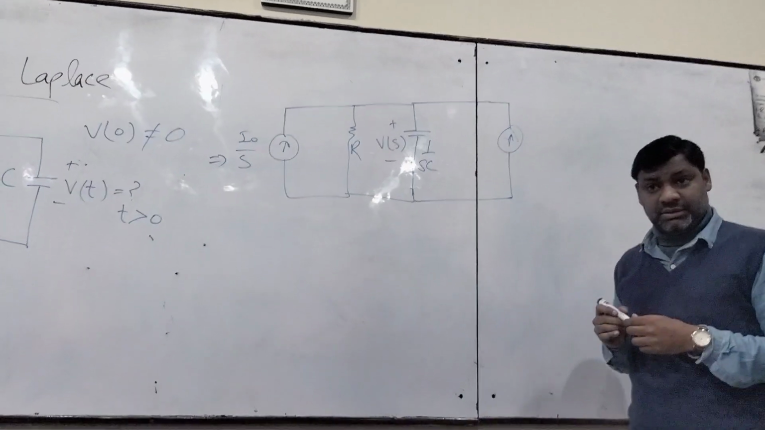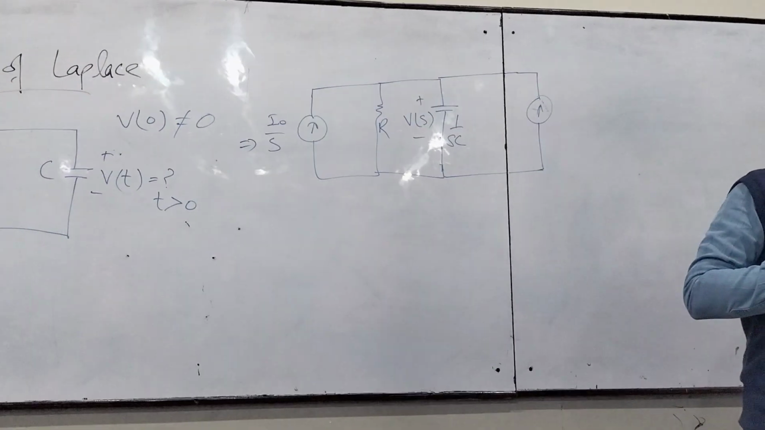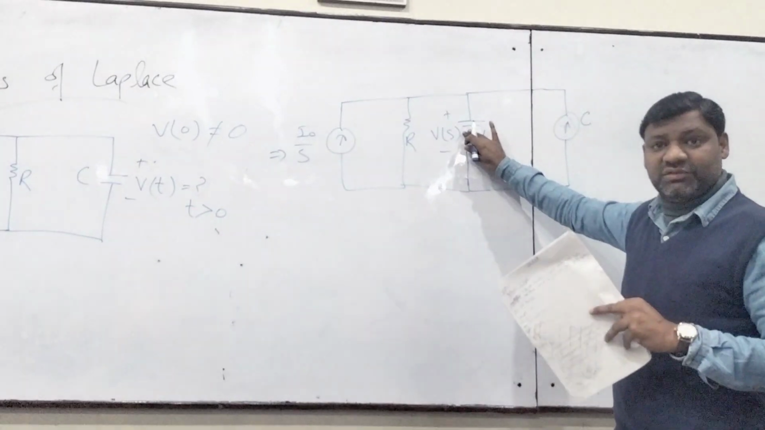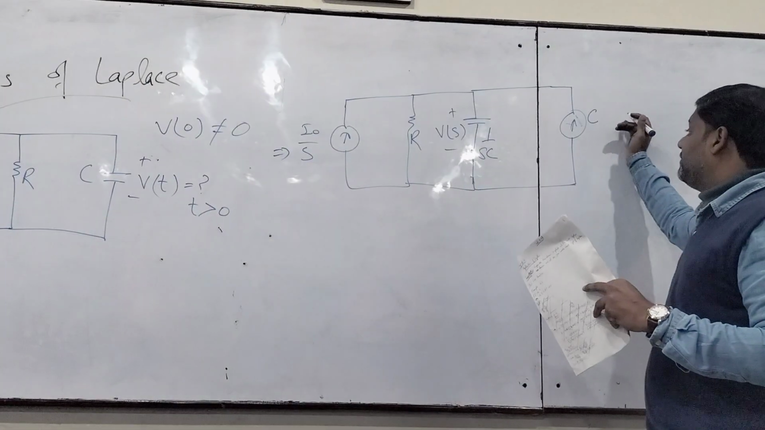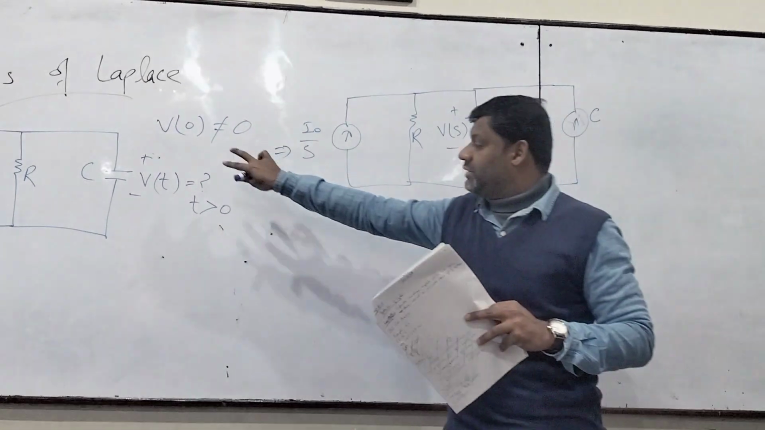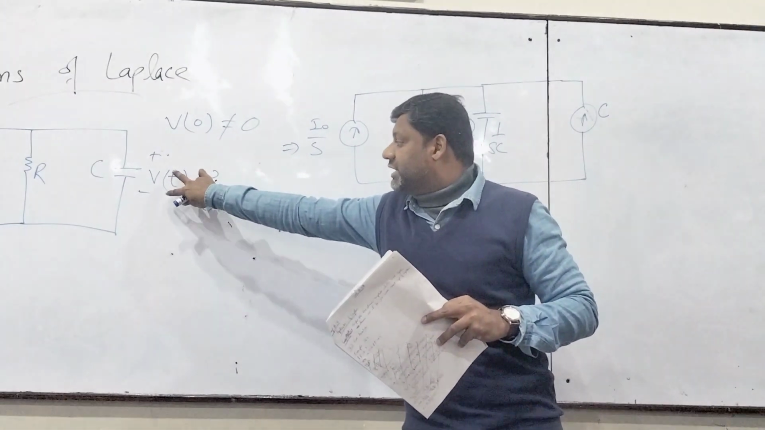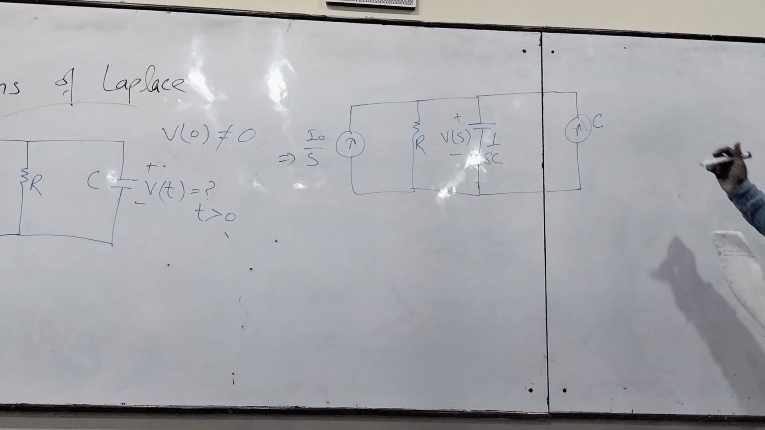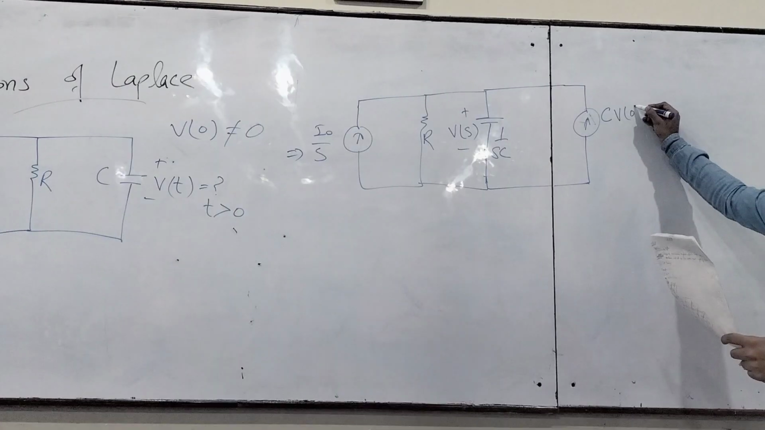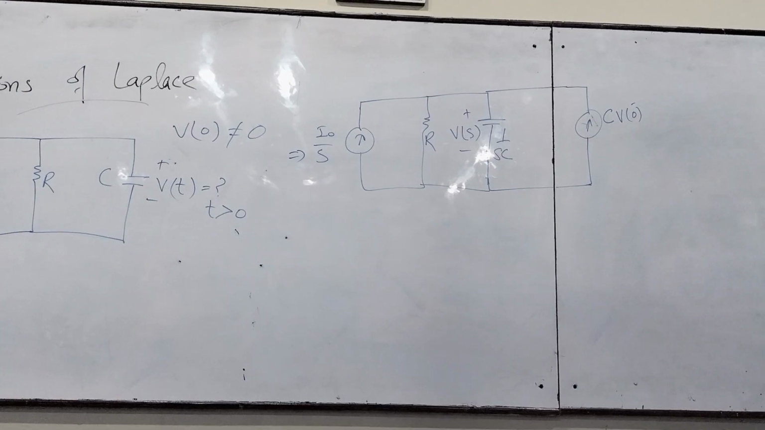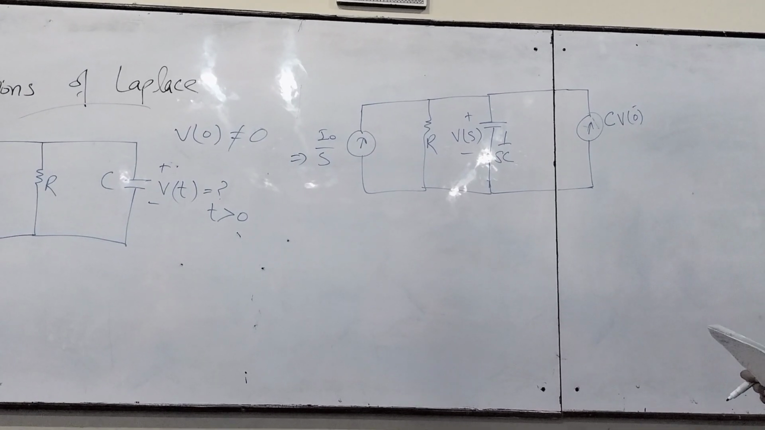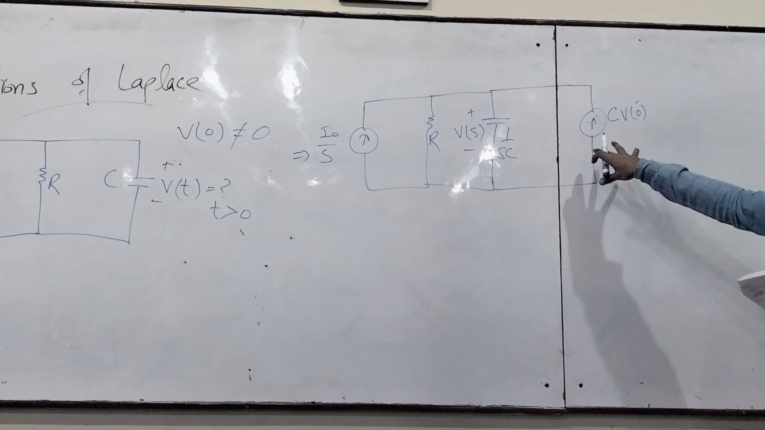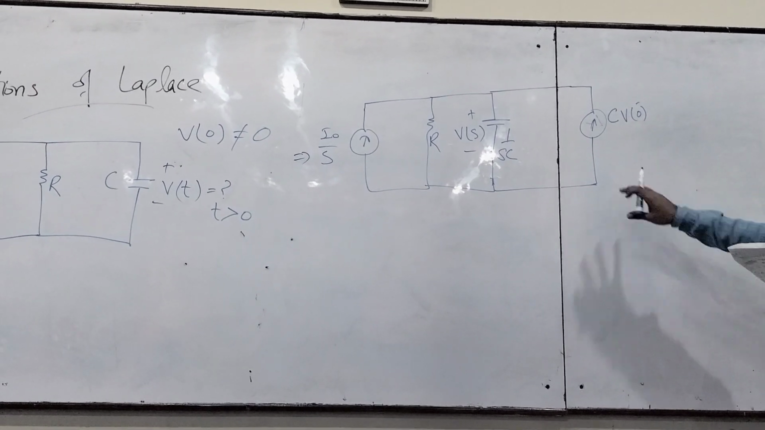The current source of magnitude C V naught, where C is the capacitance of this capacitor, which is not given, and V naught is the value of the voltage across the capacitor at time t equal to 0, which is again not given, so we have used that. In practice problem 16.1 he has given those values. So we plug in, but this time he has not given those values.